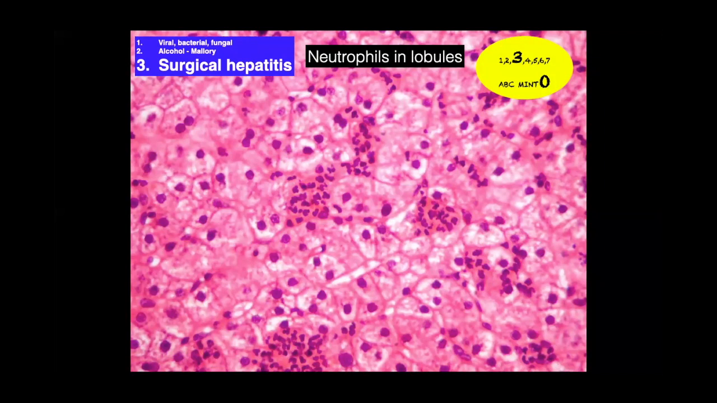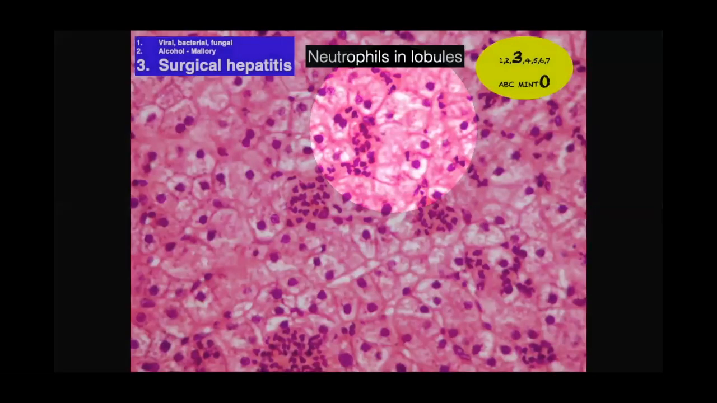The surgical hepatitis is predominantly seen in wedge biopsy and partial resections. It is never seen in core biopsy, because in core biopsy you don't put that much pressure on the liver, whereas in other conditions you put pressure on the liver, and when you take the wedge biopsy, there will be stasis of neutrophils in the sinusoids. That's why it is known as surgical hepatitis, neutrophils in the sinusoids.